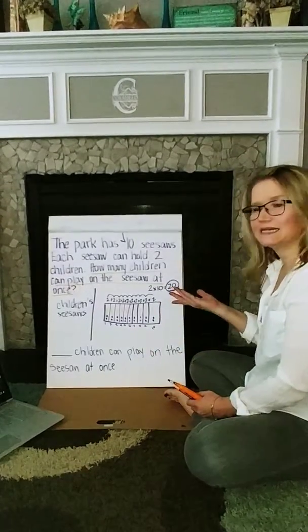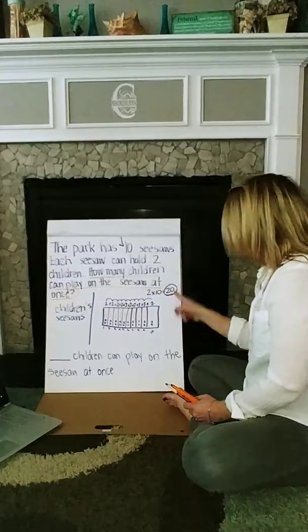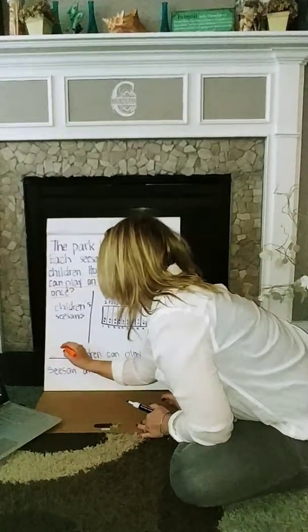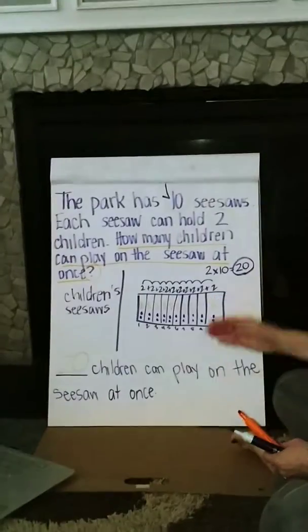But then what's the last thing I need to do after I've computed? Now I have to write my answer back in my answer statement. So we know that a total of 20 children can play on the seesaw at one time.